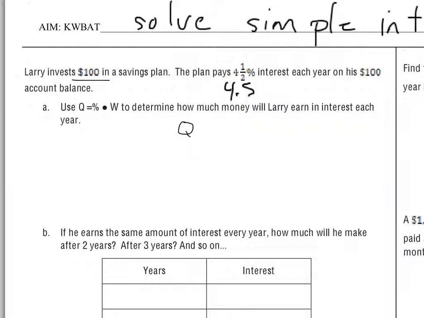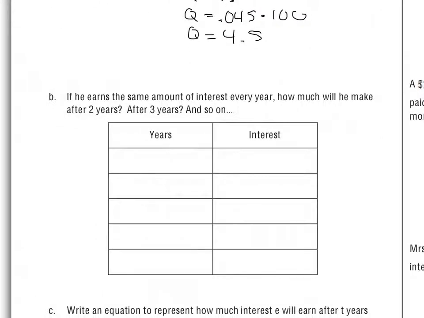This is just like the do now problem. Q is equal to percent times whole. And this is 0.045 times 100, which we're going to get the quantity is equal to $4.50. Now, so after 1 year, he has earned $4.50. Go ahead and determine how much would he earn after 2 years and 3 years and 4 years and so on. Go ahead and fill out this chart.